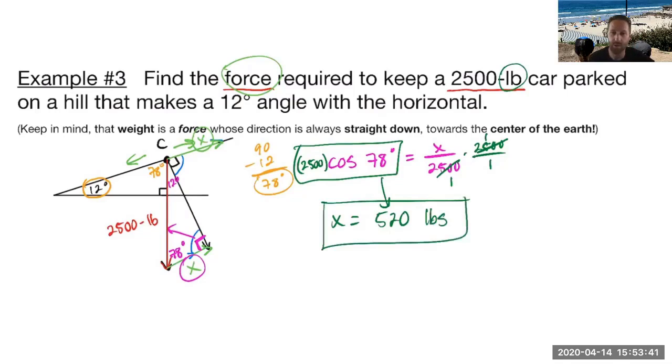Now, don't forget, we also talked about something early on, and it was called the co-function. And remember, the co-function of cosine was the sine. And if you did the sine of the other angle or the complement of that, you would get the exact same thing. All right. So either one you decided to use, you should get an answer of 520 pounds. That's how much force would be necessary to keep that car from rolling down the hill uncontrollably.